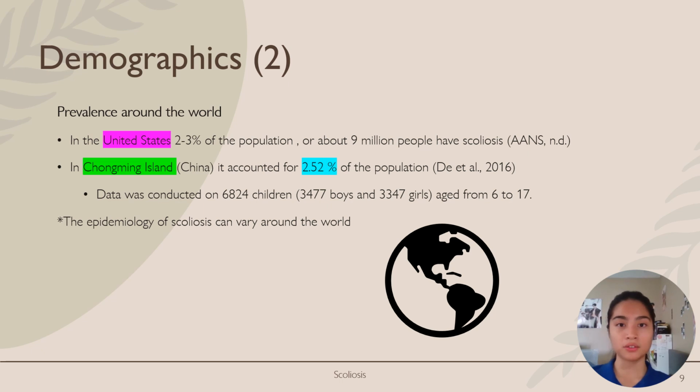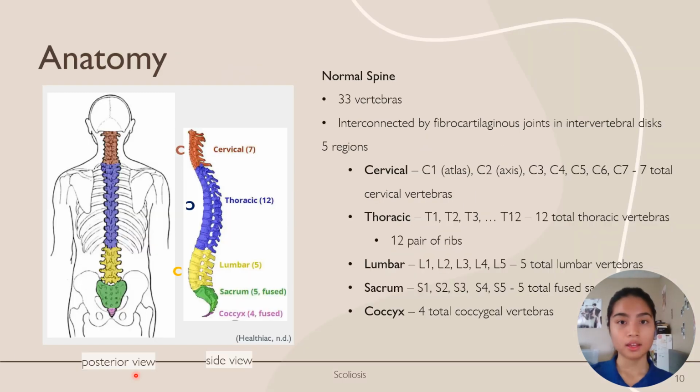The epidemiology of scoliosis can vary around the world. However, there is no data that shows scoliosis is more predominant in some places than in others. More research has to be done. Now I'll be going over the anatomy of a normal spine.